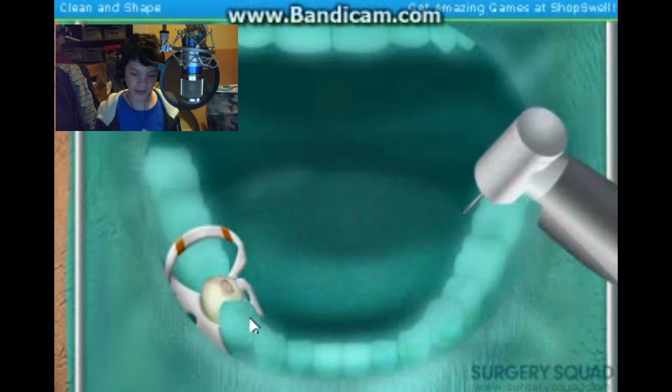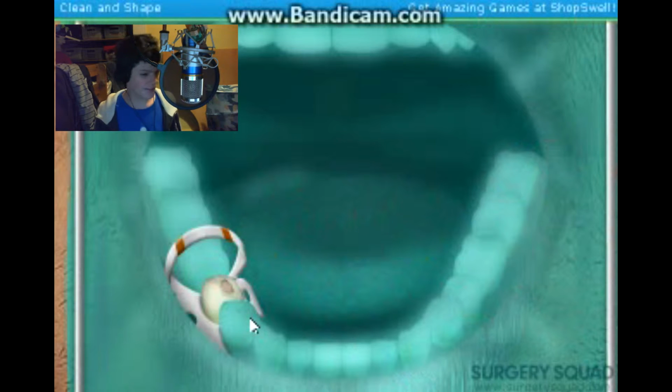Amazing. The next step is to clean and shape the tooth's canal using a root canal file. Go ahead and give it a shot.